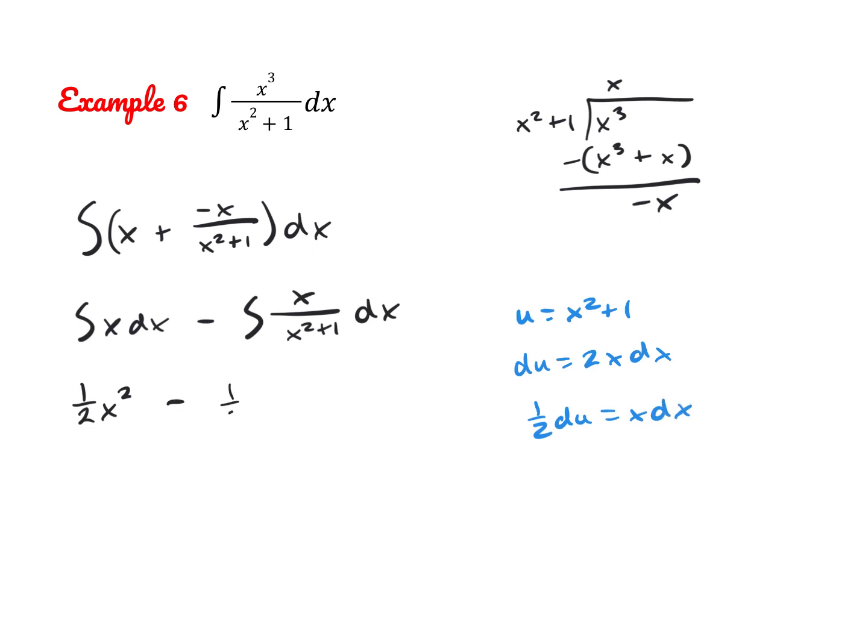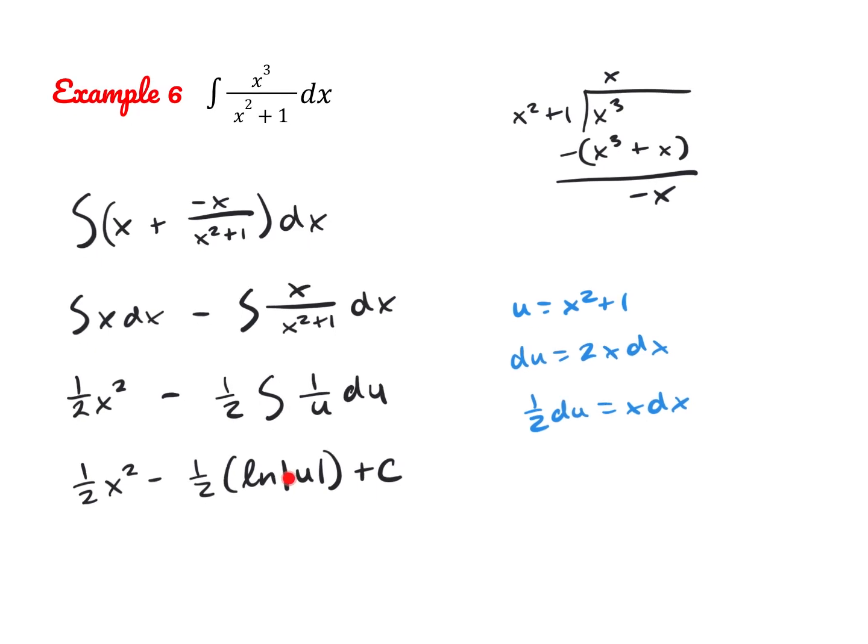So we have minus 1/2 and then 1 over u du. I'll add in my constant of integration after. So the natural log of the absolute value of u, plus c. And then we'll substitute back in for u. This function is always positive, so I no longer need my absolute value signs.